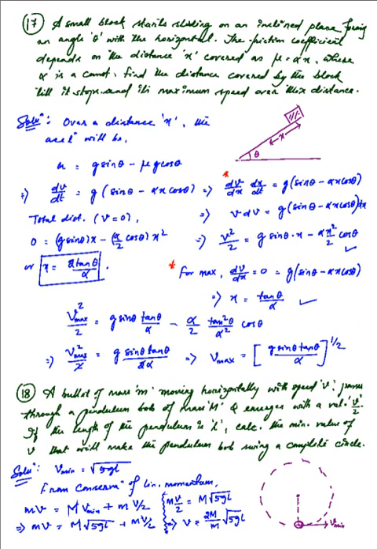So the 17th one is that of a small block which starts to slide on an inclined plane that has been provided, which is inclined at an angle theta with respect to the horizontal. The friction coefficient depends on the distance in this case. So there is a friction and it depends on the distance, and the friction coefficient is alpha times x, where alpha is a constant, x is the distance covered, and we have to find the distance that is covered by the block till it stops. Obviously, with friction acting, it may stop. So we'll have to obtain that distance that it has covered before stopping.